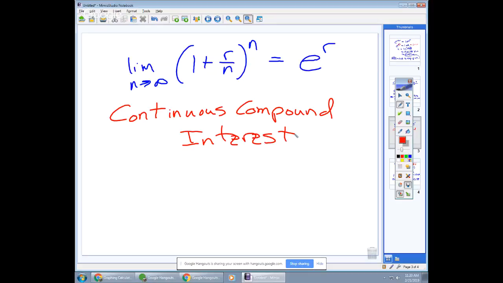So because of that limit above, the future value formula just turns into P times e to the rt. Doesn't that look just like the exponential growth rate formula we were using yesterday? That's just the same thing.